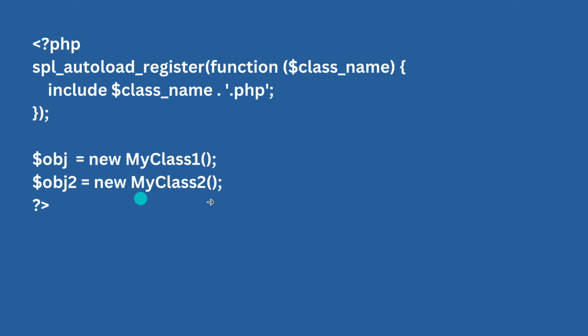Another option is that once I create an object, PHP looks into where this class file is, passes the name to this function, and includes it. I do not have to write include for every file. If I'm using that class file, it will automatically include it. Got my point? Yes, sir.